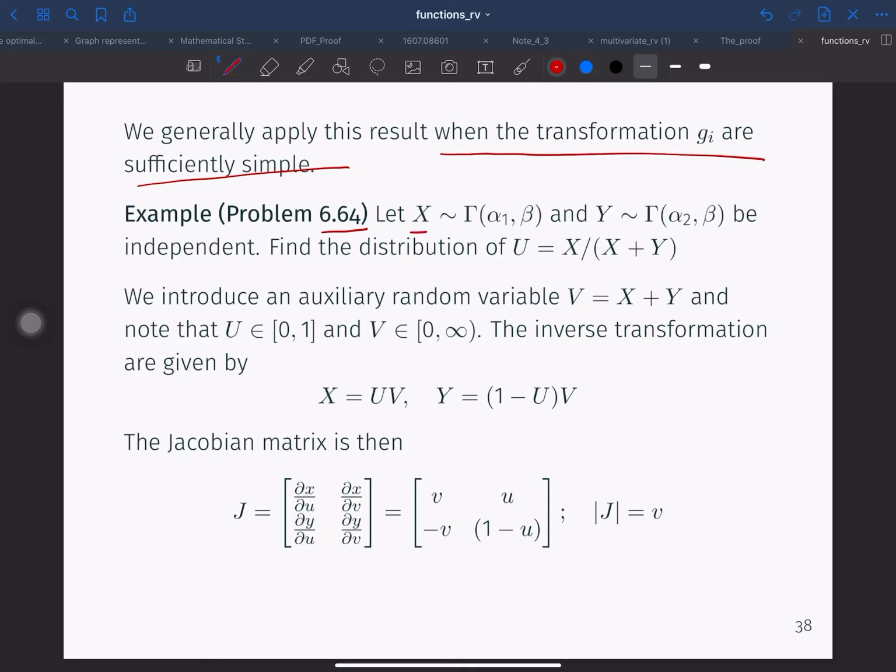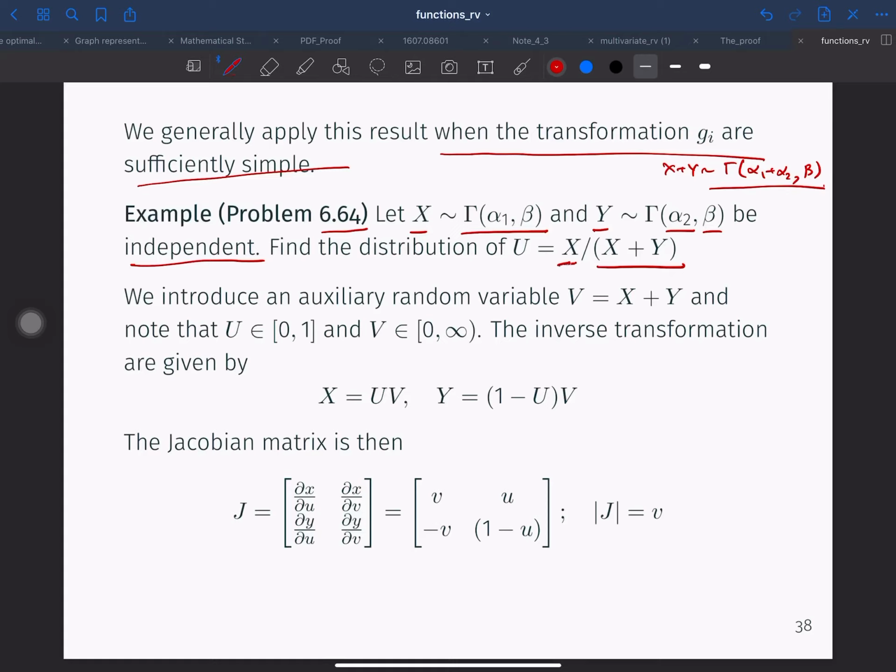I have X, which is gamma(alpha 1, beta), and Y has a possibly different shape, but the same scale. X and Y are independent. And I want to find the distribution of U, which is X divided by X plus Y. We know that X plus Y is just gamma(alpha 1 plus alpha 2, beta). So what is this ratio of X divided by the sum X plus Y?